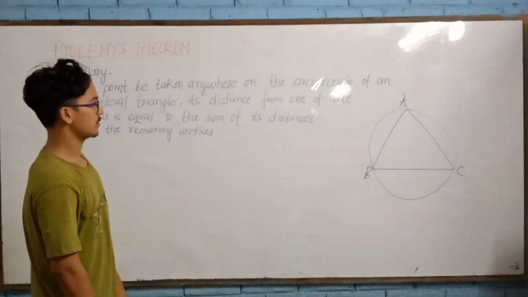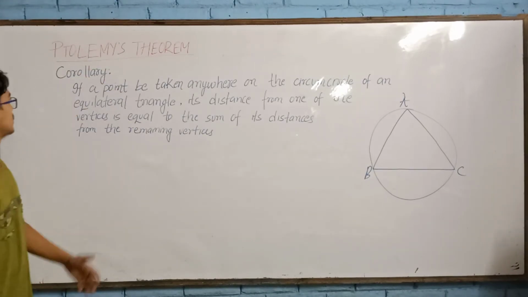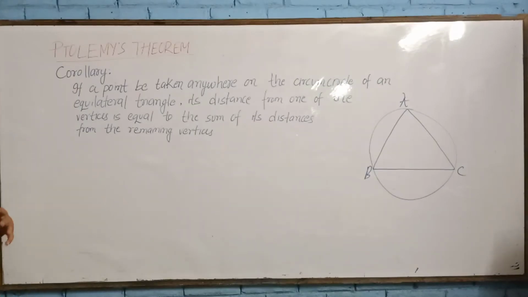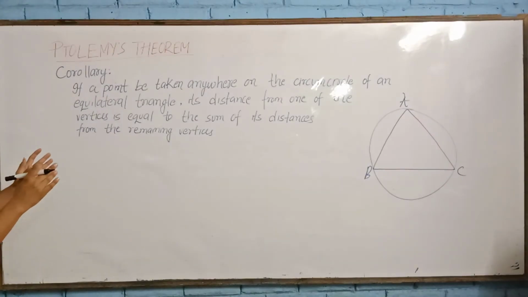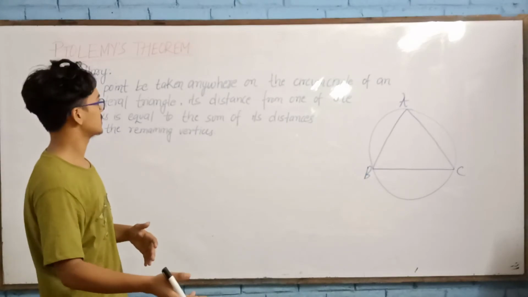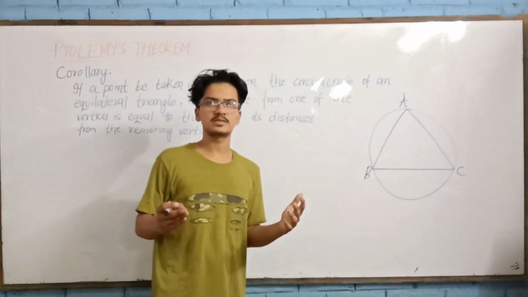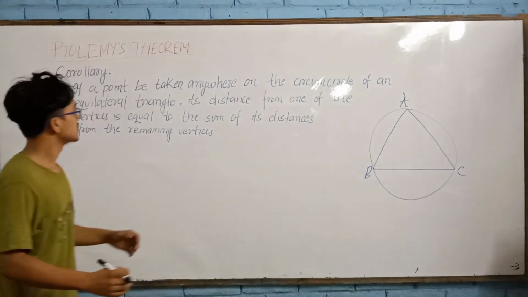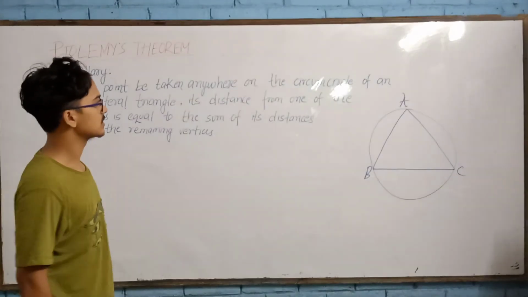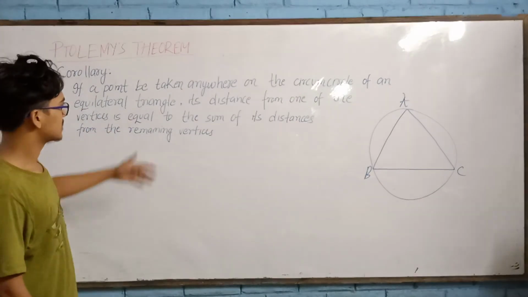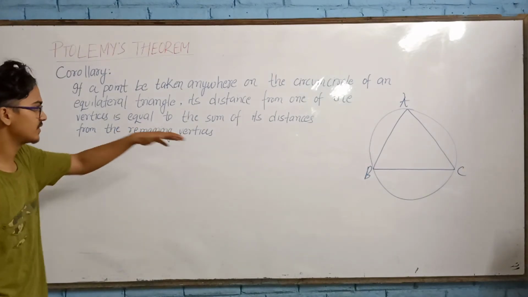So now we will discuss one corollary related to Ptolemy's theorem. First of all, I should tell you what a corollary is. A corollary is a statement or a proof that uses a theorem as its base. So basically, one could say a corollary is derived from a particular theorem. This corollary states that if a point be taken anywhere on the circumcircle of an equilateral triangle, its distance from one of the vertices is equal to the sum of its distances from the remaining vertices.